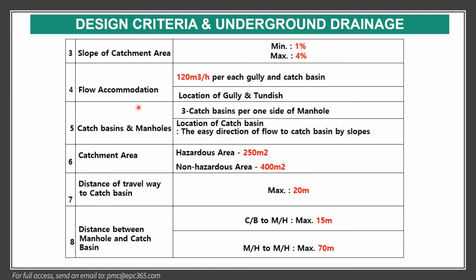A slope of catchment area of 1% minimum, 4% maximum, and 120 cubic meters per hour per gully or catch basin. And also the hazardous area for a catchment area is 250 square meters, and 400 for a non-hazardous area. The distance of travel to a catch basin is a maximum of 20 meters, catch basin to manhole is 15 meters maximum, and manhole to manhole is 70 meters.